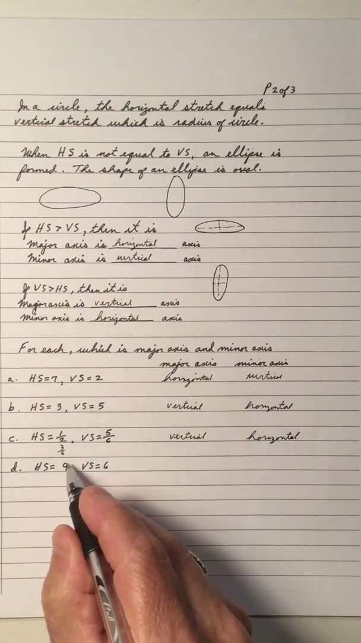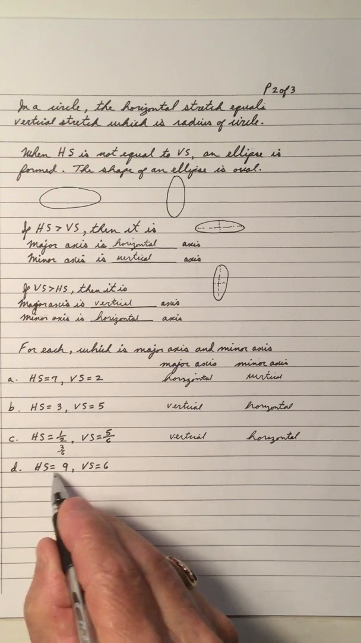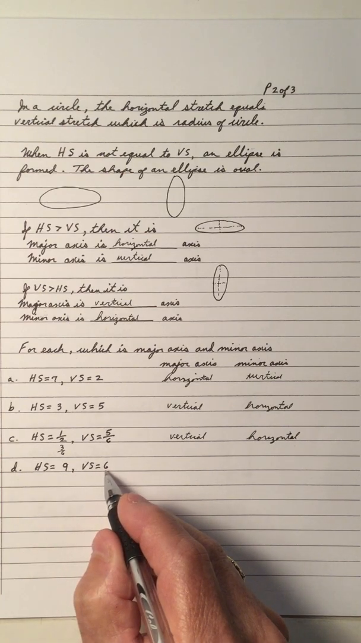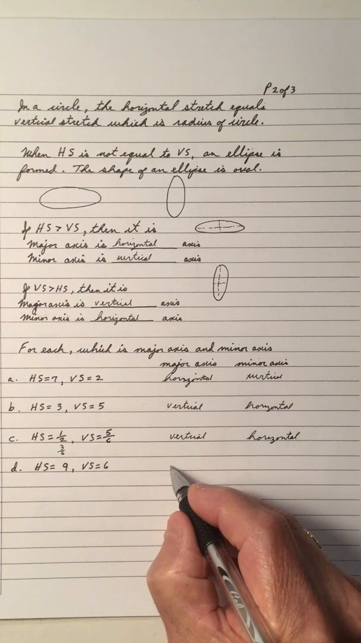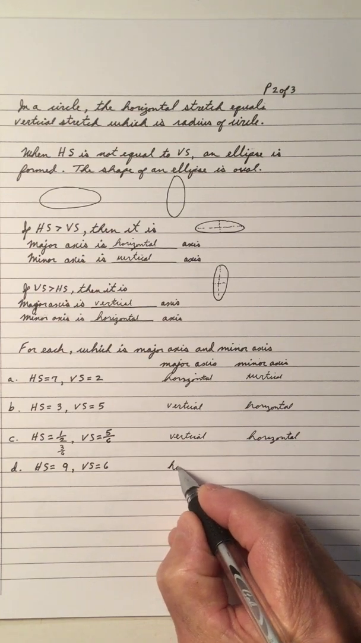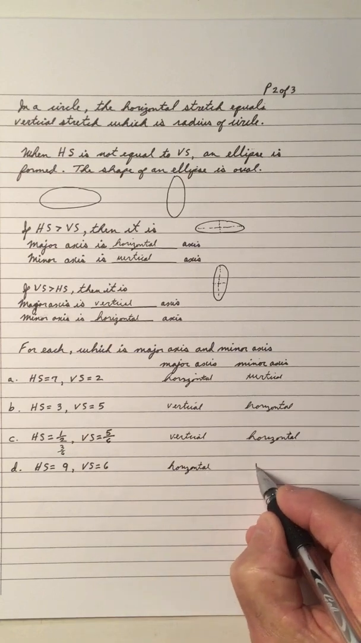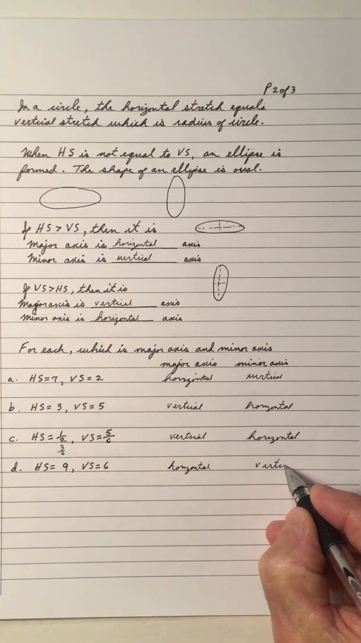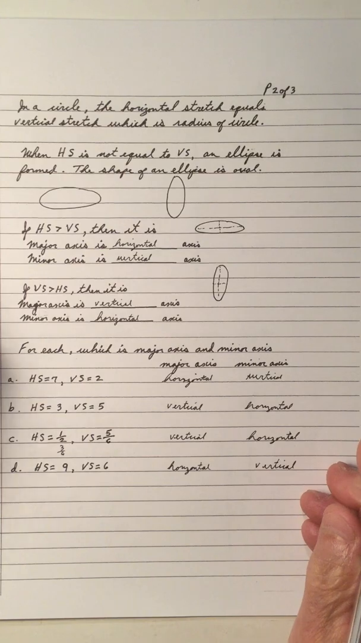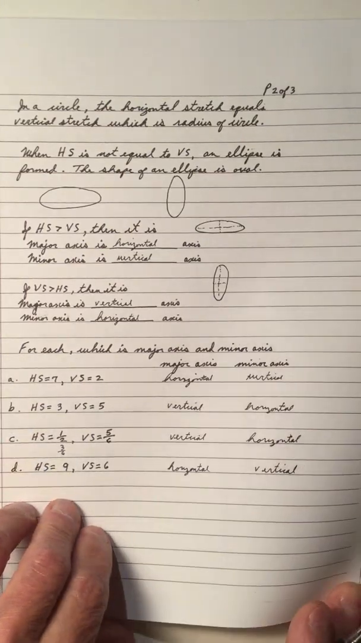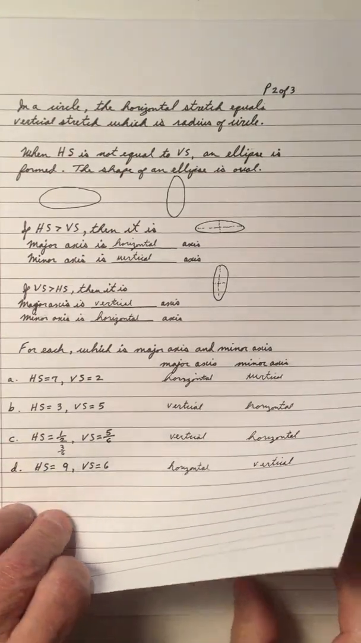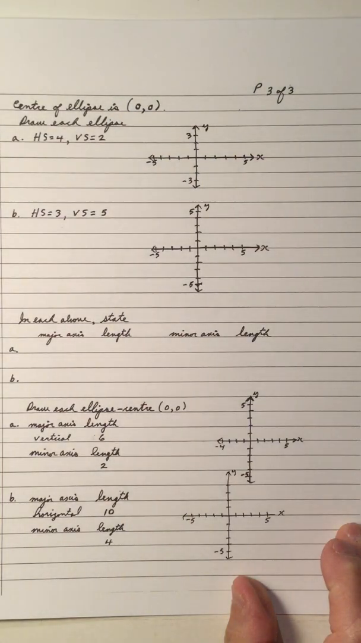And again, we have a horizontal stretch of 9, the vertical stretch is 6. The longer one is horizontal. So the major axis is horizontal. And the minor is the vertical. Just explaining what an ellipse is, just taking my time and making sure you understand.